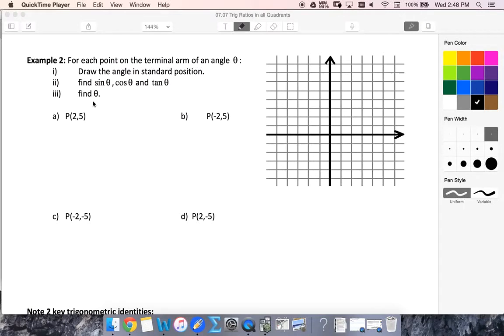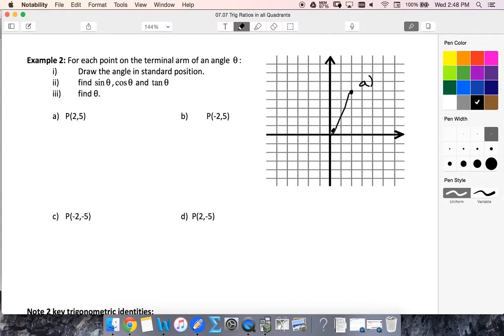All right, so now we have a bunch of points on the terminal arm of an angle theta. First we're going to draw it, then find sine, cosine, tangent, and then use one of those to find theta, but we're also going to use the picture to find theta. So let's start with A. That's the point 2, 5, so over 2, up 5. There's my point. I'm going to label this one A.